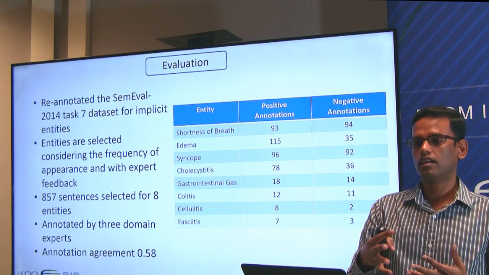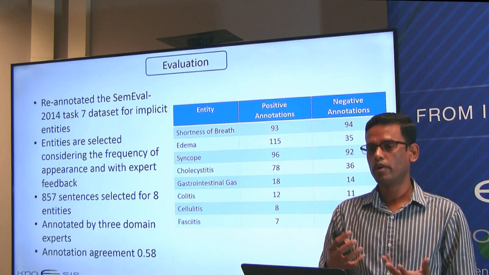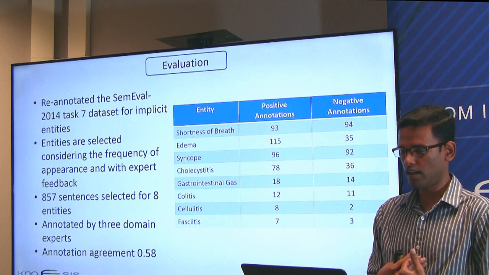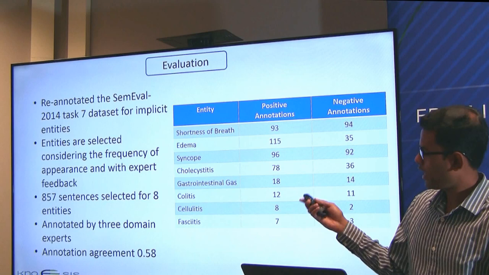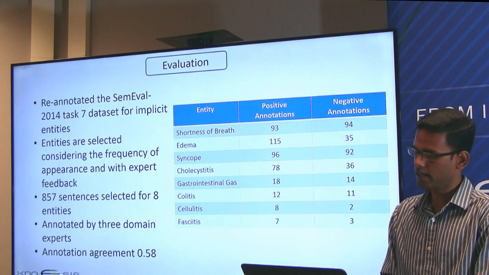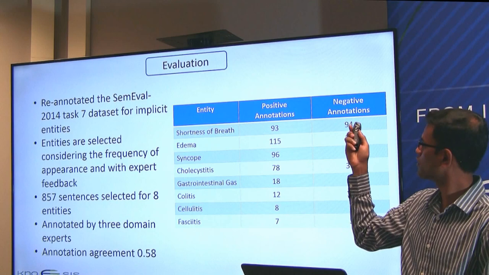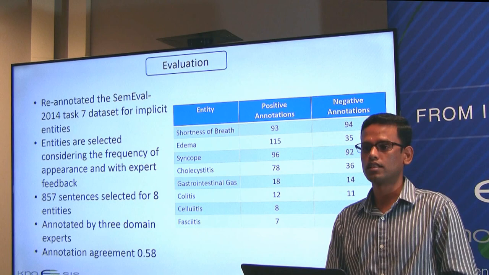We took the most frequent entities and asked domain experts what kinds of entities can be mentioned in an implicit manner. They will say, for example, chest pain you won't find in an implicit manner. There are certain conditions that tend to be mentioned implicitly. We annotated 850 sentences across 8 entities, and this is the data distribution. There are 93 sentences with a positive mention of shortness of breath and 94 sentences with a negative mention, and all these are obviously implicit mentions.